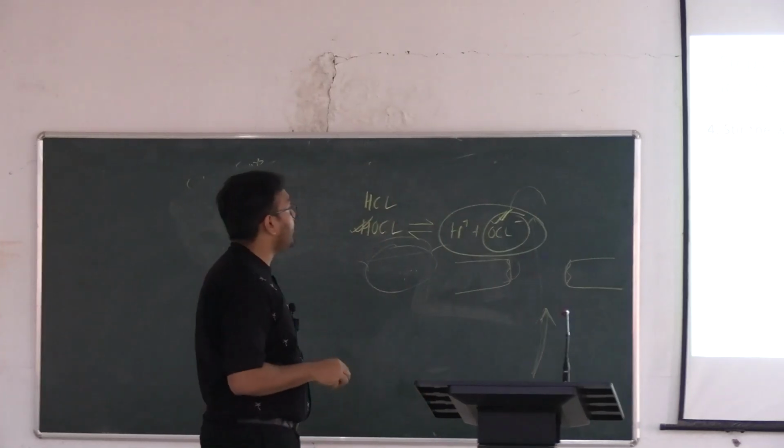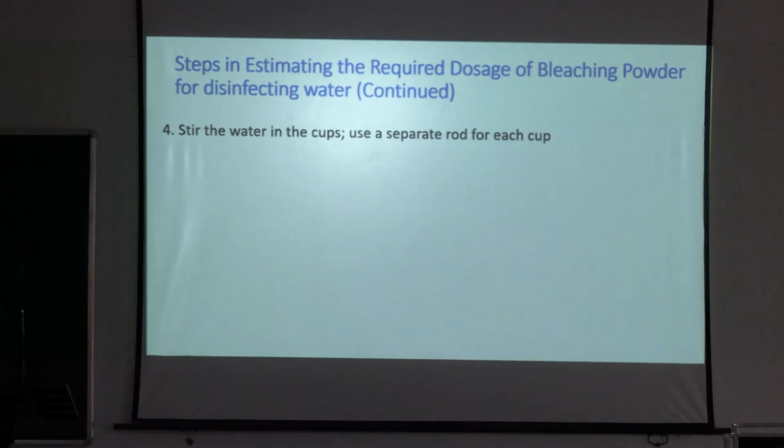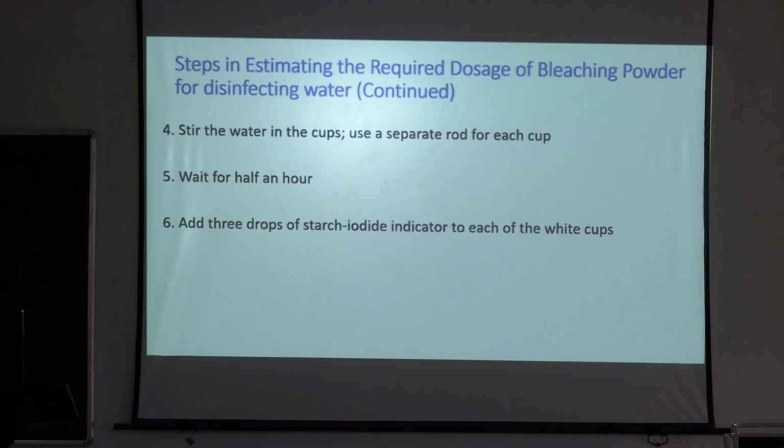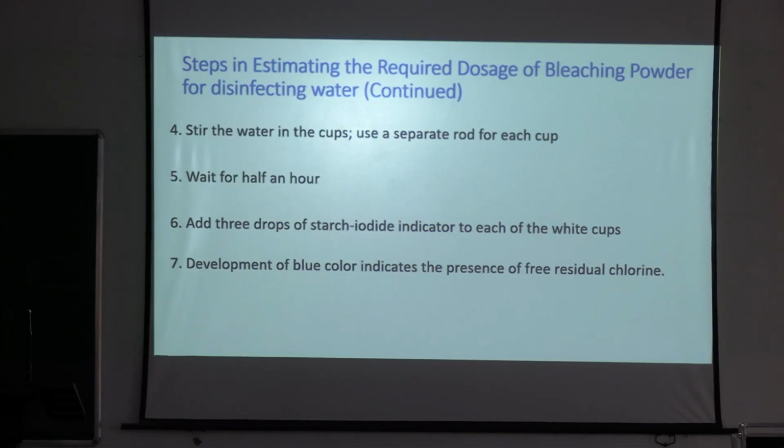Then what we will do? We will wait. We will stir the water in the cups with 6 individual stirrers, and then we will wait for the chlorine to act. Once the chlorine is done acting, we will add 3 drops of starch iodide indicator to each of the white cups. Development of blue color indicates that there is free chlorine.